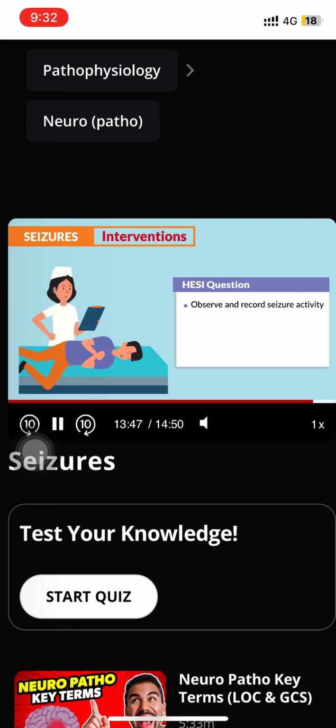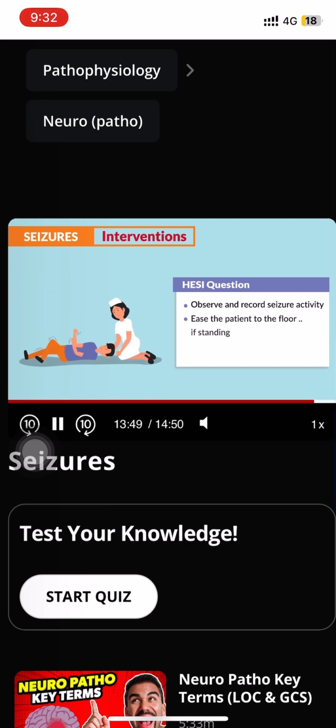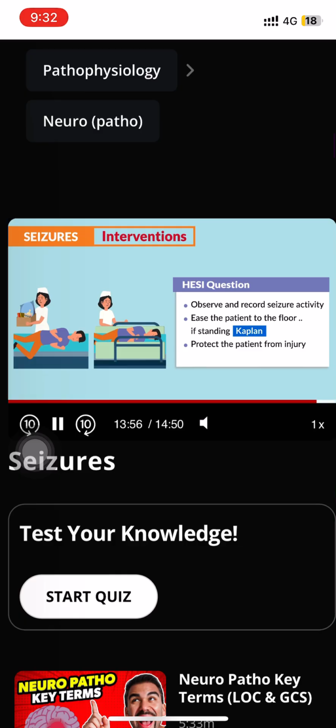So HESI question had these key points. You observe and record seizure activity. You ease the patient onto the floor if they're having a standing seizure. Kaplan mentioned this too, by the way. And we protect the patient from injury.